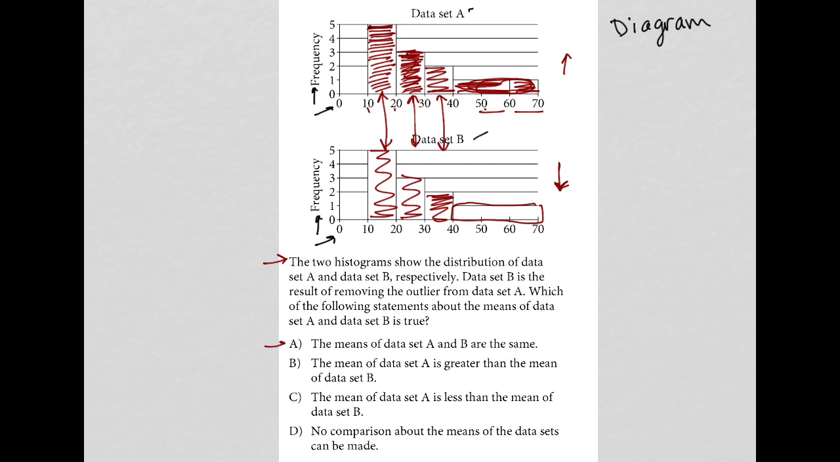Let's try choice A. So it says the means of data set A and B are the same. Definitely not. Choice B, the mean of data set A is greater than the mean of data set B. Definitely true, right? I'm not going to even read any other answer choices. That has to be the right answer.